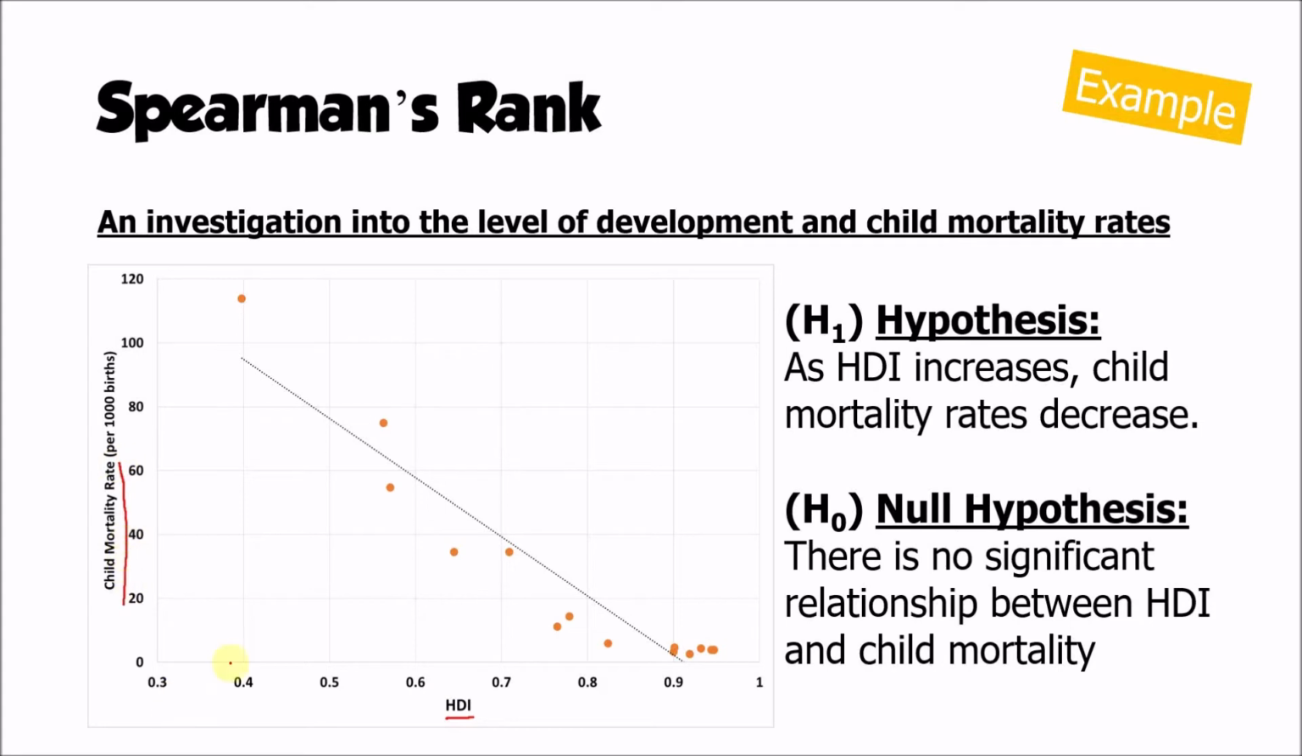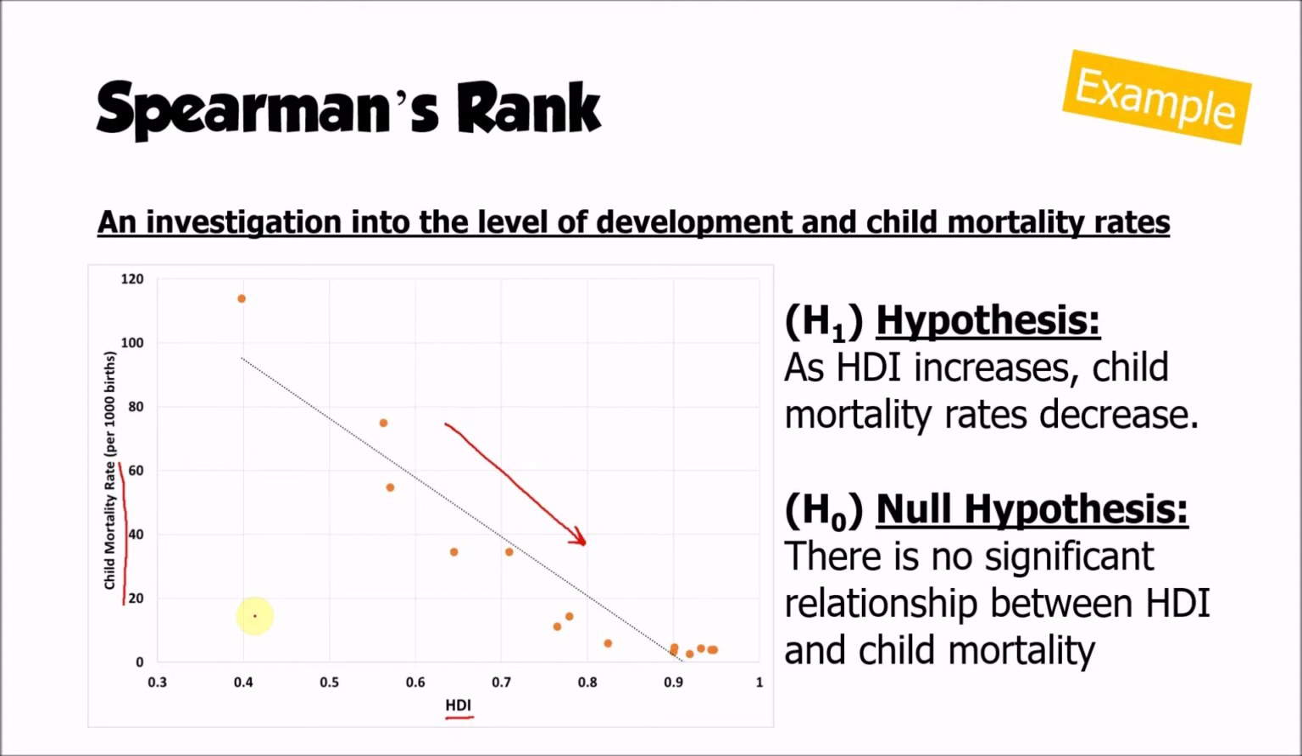They've plotted those two figures onto a scatter graph for 1, 2, 3, 4, 5, 6, 7, 8, 9, 10, 11, 12, 13, 14 countries here. And they've got a line of best fit on that graph. And there definitely appears to be a bit of a correlation there, doesn't there? A negative correlation that as a country gets more developed and its Human Development Index increases, child mortality rates come down. Now, the next thing that you would have to do is actually establish that idea as a hypothesis.